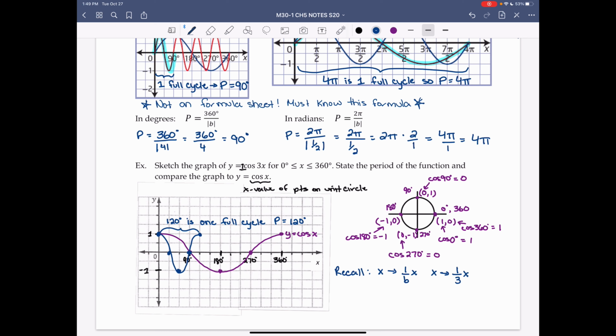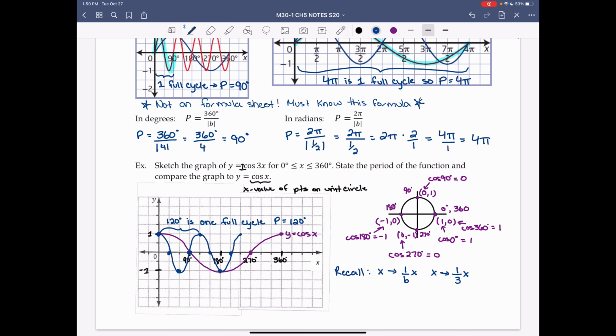So the next point would be at 150 and y equals 0, which should be here. Then we would go over to 180 and y will equal -1. Then we go over to 210 and y will equal 0. Then we go over to 240 and y is +1, and we can join those. There's another full cycle, and then we keep going.